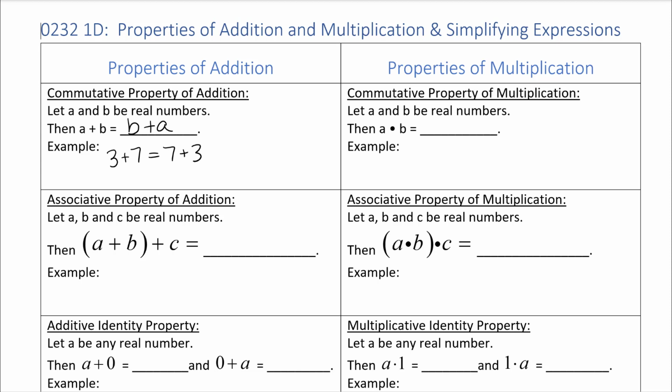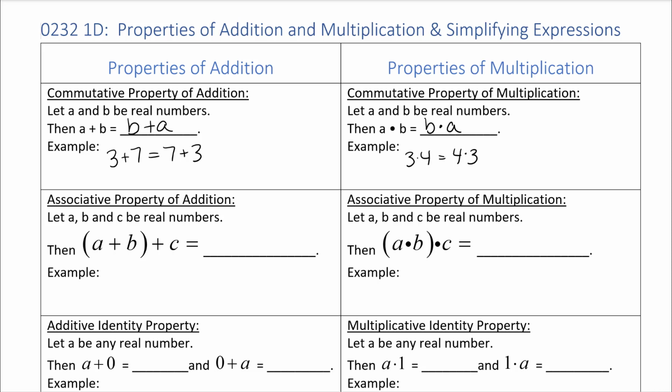The commutative property of multiplication is very similar. It says if A times B, then that equals the same thing as B times A. For example, let's say I have 3 times 4, which we know is 12. That's the same thing as 4 times 3, which is also 12. That commutative property says you're allowed to rearrange addition or multiplication, not subtraction or division, but addition and multiplication can be rearranged, which is really going to help us in simplifying later.